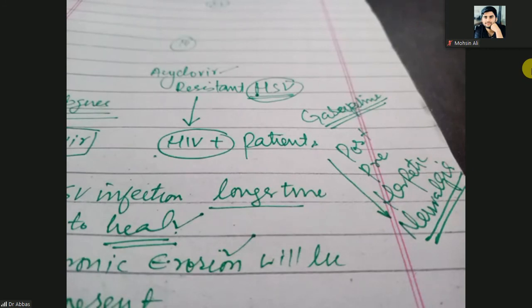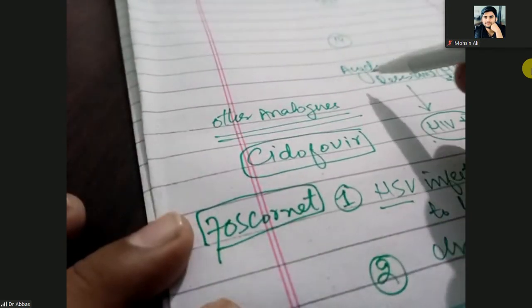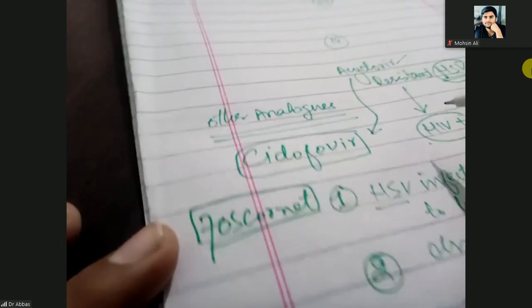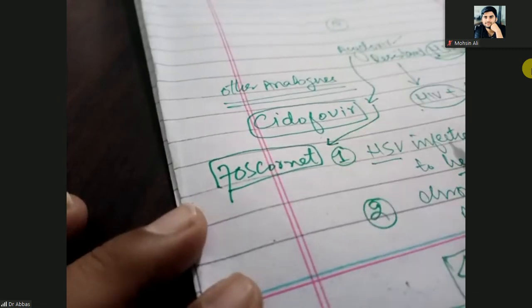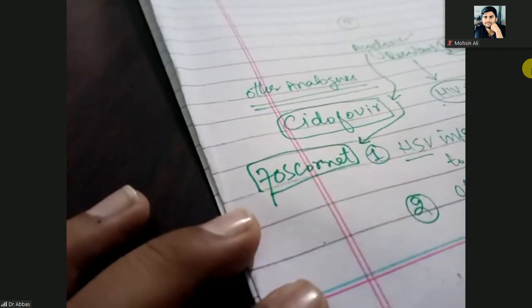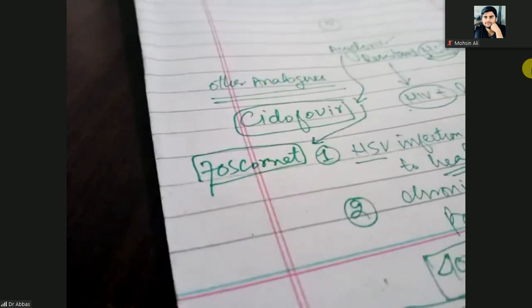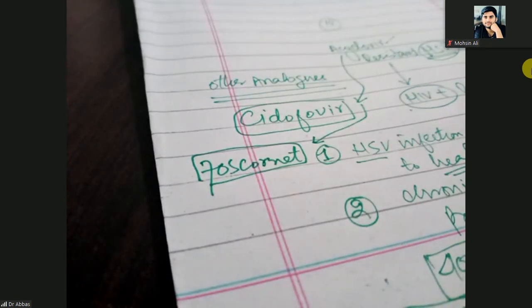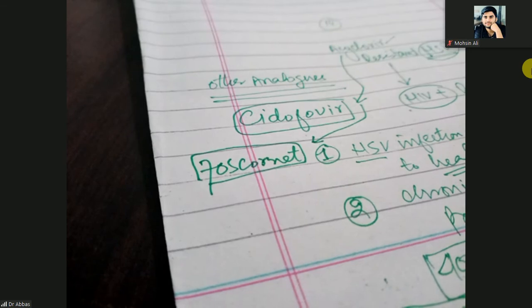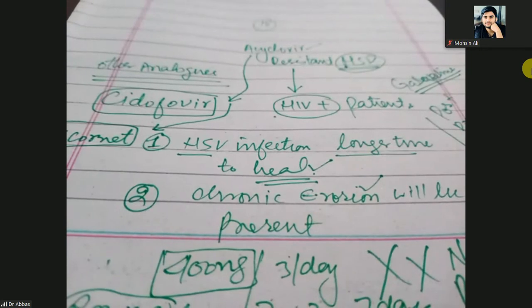But here you will give the antiviral drugs, other analogs of the acyclovir: you will give the cidofovir and you will give the foscarnet. Maybe you can use the gabapentin, pregabalin, but these are used for postherpetic neuralgia. So these will reduce the pains that have occurred due to the herpes virus infections. Clear? Okay, next one.